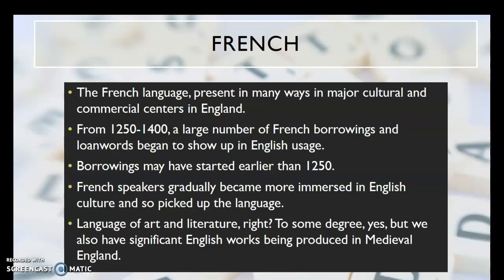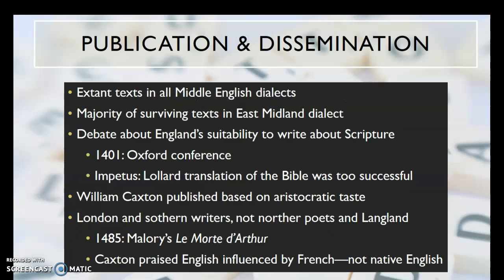So let's begin by talking about the manner of publication and dissemination of literature before we get into the nitty-gritty. We have surviving texts in all Middle English dialects, so it's much easier to date and locate these old texts than Old English literature. However, the majority of texts are in the East Midland dialects, which you'll remember from a previous lecture was becoming the English standard.